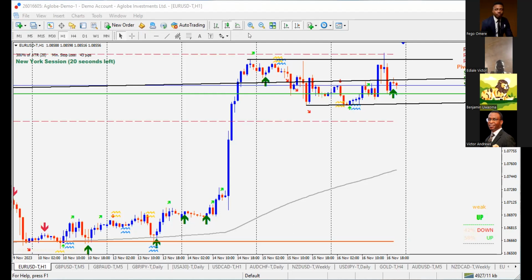Somebody is asking a question. He said, please, how much is the least amount to deposit on the broker? You can deposit as low as $50. You can deposit as low as $20. You can deposit as low as $10. Personally, I would recommend that if you are depositing $10 or $20, please work with a cent account.